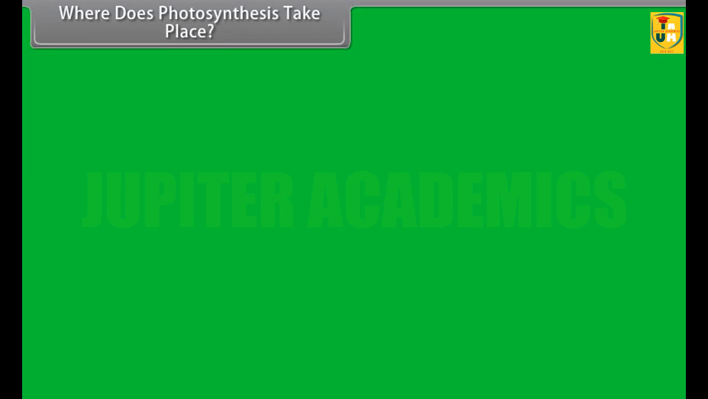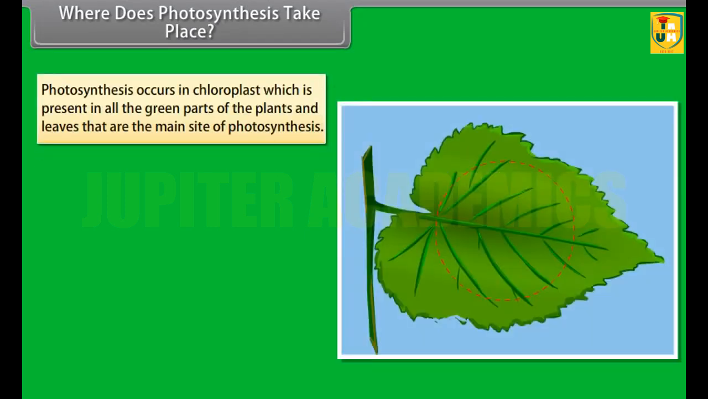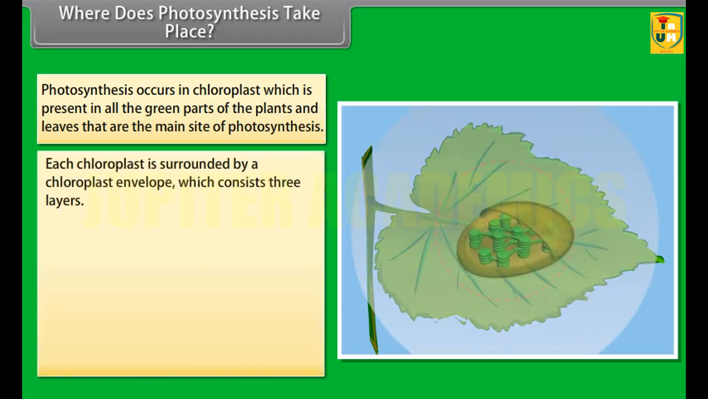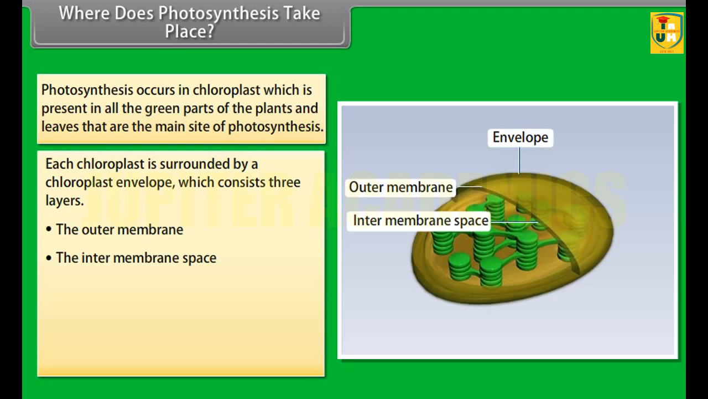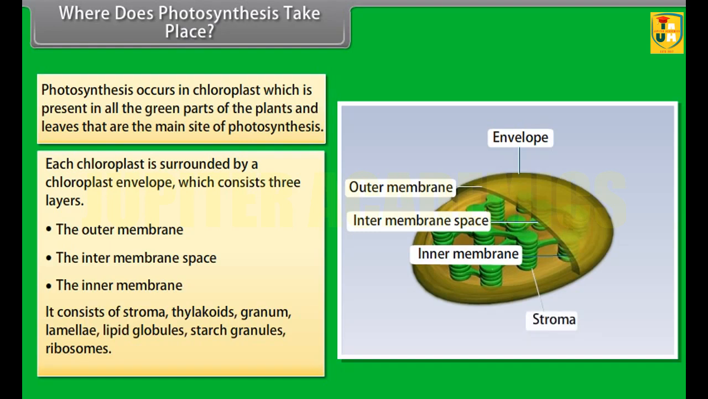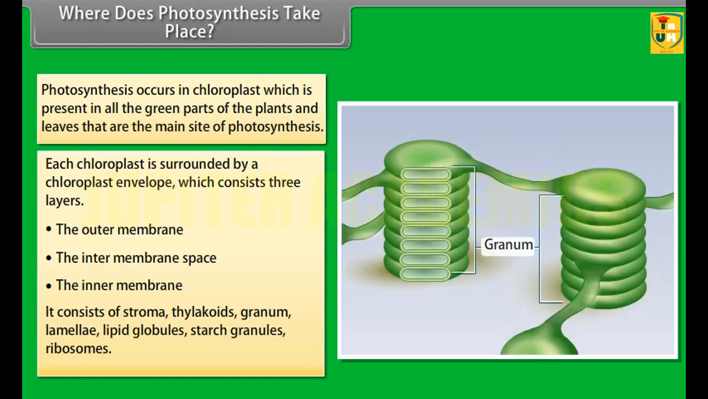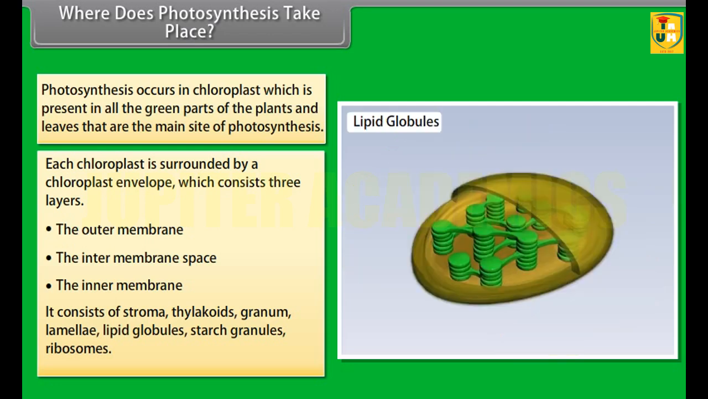Where does photosynthesis take place? Photosynthesis occurs in the chloroplast, which is present in all the green parts of the plants, and leaves are the main site of photosynthesis. Each chloroplast is surrounded by a chloroplast envelope which consists of 3 layers. They are the outer membrane, the intermembrane space, and the inner membrane. It consists of stroma, thylakoids, granum, lamellae, lipid globules, starch granules, and ribosomes.